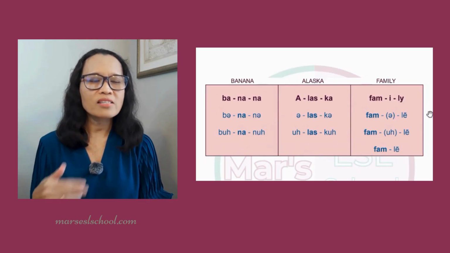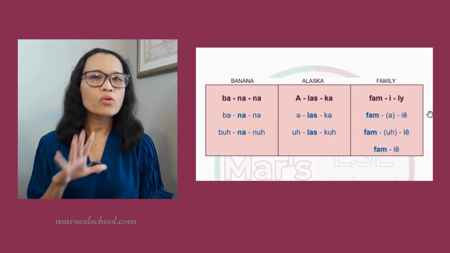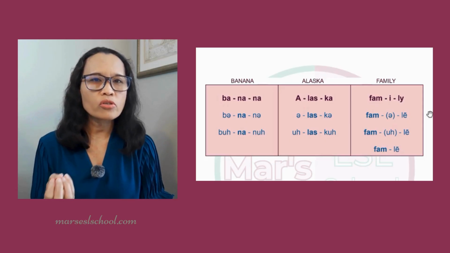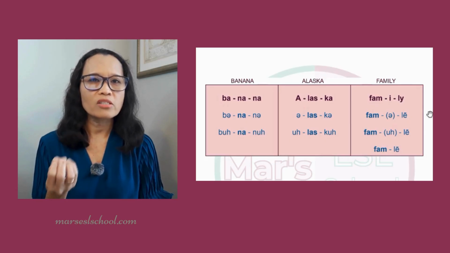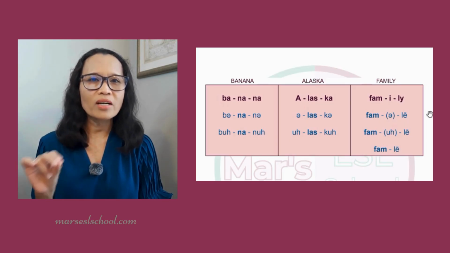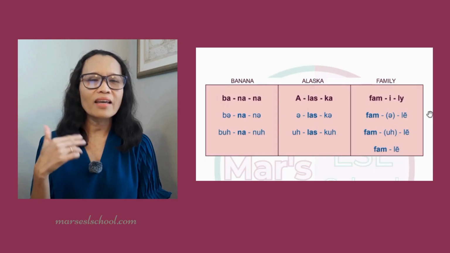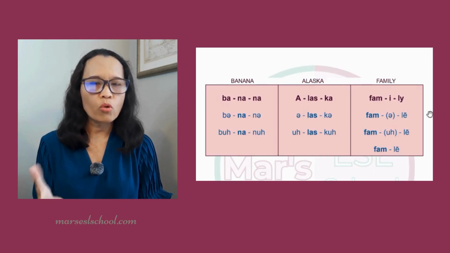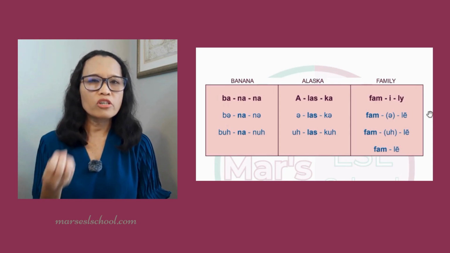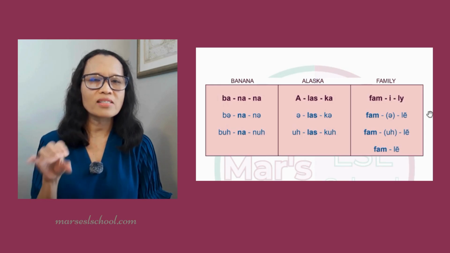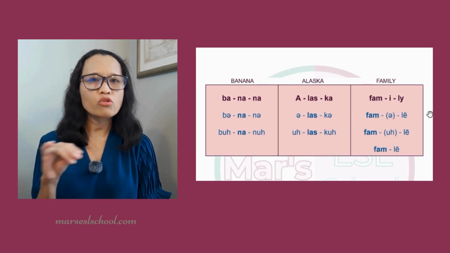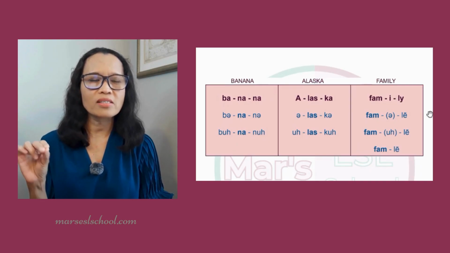So the schwa is a reduced vowel sound. So it's not really a real vowel sound. It's a reduced or neutral sound. So it's a weak sound. When I say that it's not a real vowel sound, it's not like a short A sound or a short O sound. Those are real vowel sounds. So they usually occur in stressed syllables, or the syllables that we want to emphasize. The schwa occurs in unstressed syllables.